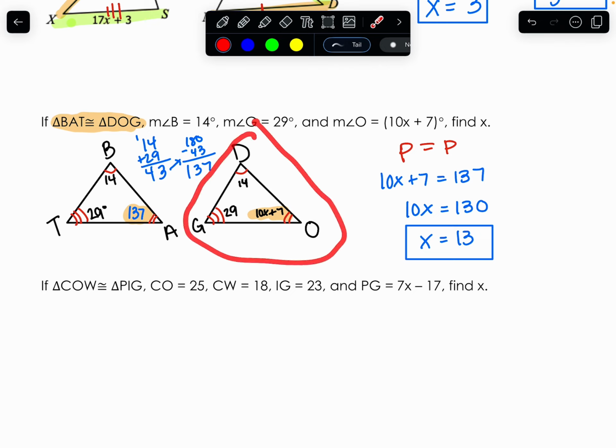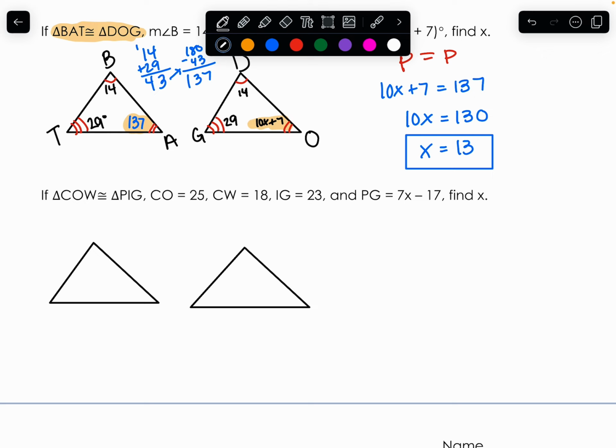All right, last one. If you want to try this one on your own, you can pause it. All right, so same thing. Make sure when you write in your first triangle, the second triangle writes in the same order. So C-O-W, P-I, last letter I put on the left. And it looks like everything's about sides this time, so all these numbers are written on the outside. And if I want to, I can already match up my parts.